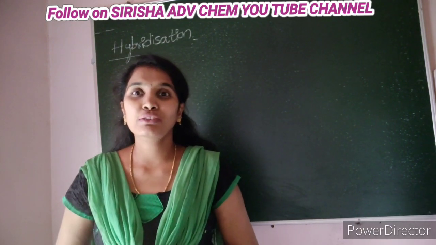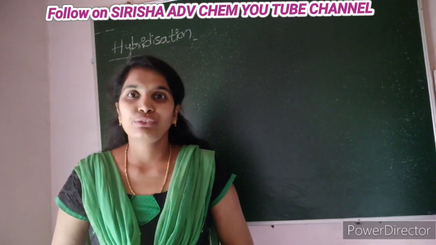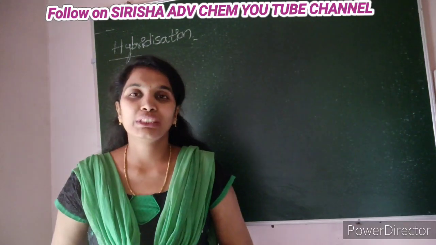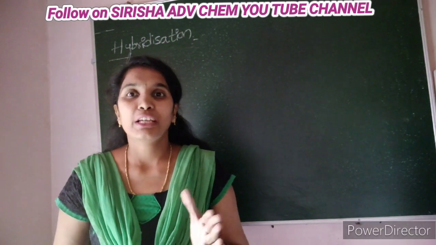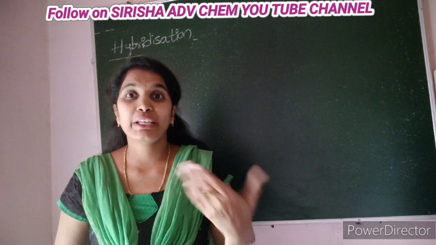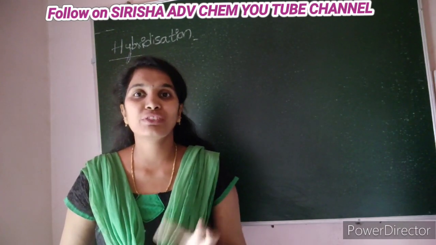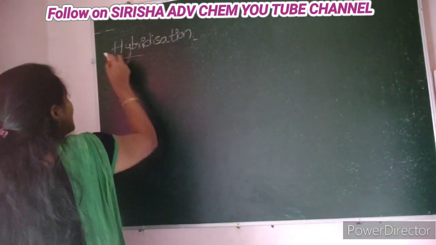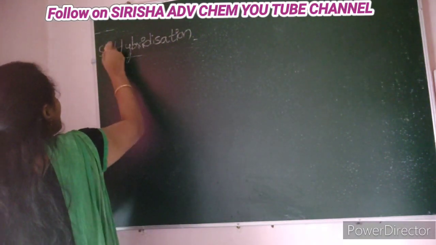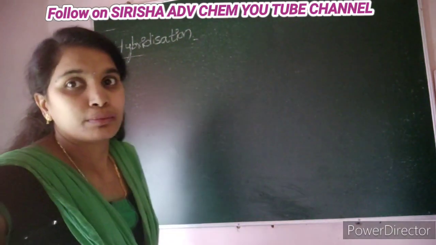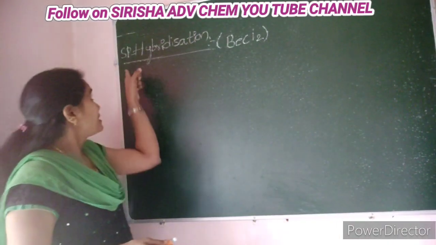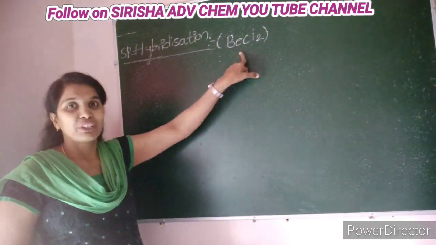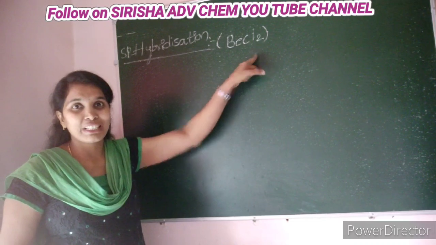Now formation of CH4, BeCl2, BCl3, like sp, sp2 hybridization. Example, how it will form. First we will learn sp hybridization. Okay children, sp hybridization. The example we are taking is beryllium chloride, BeCl2.